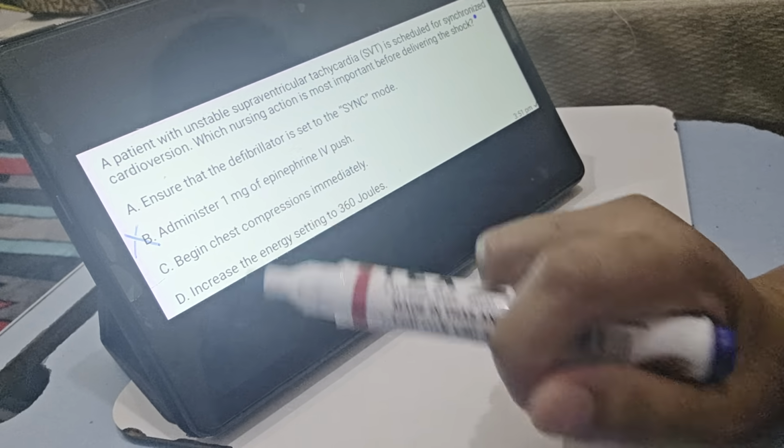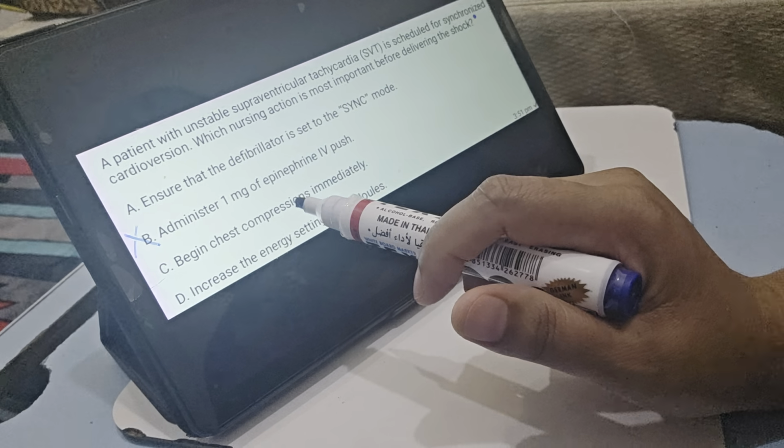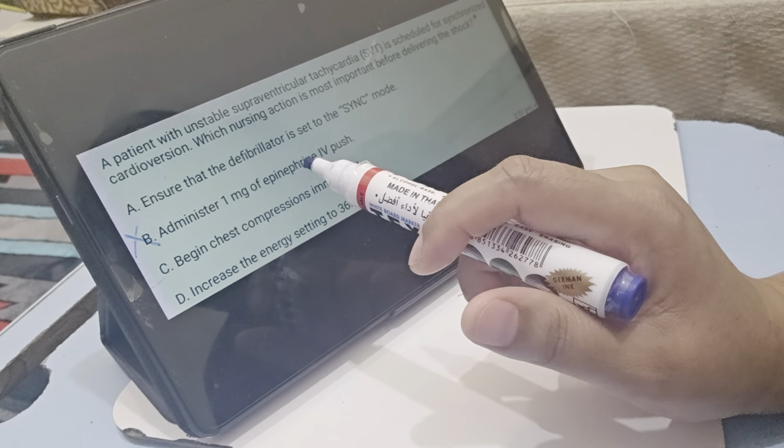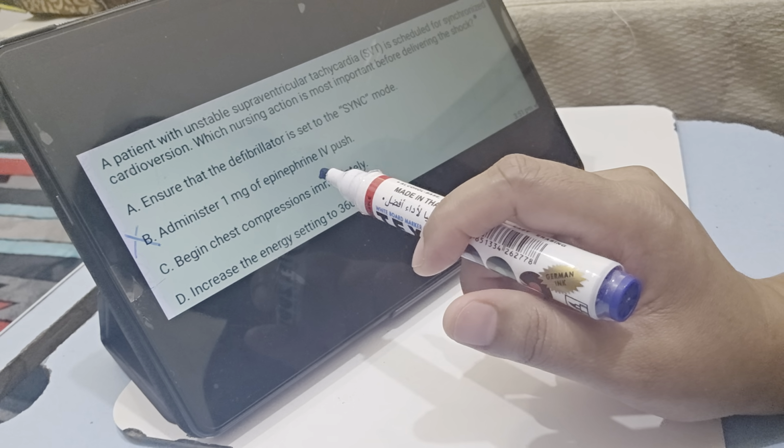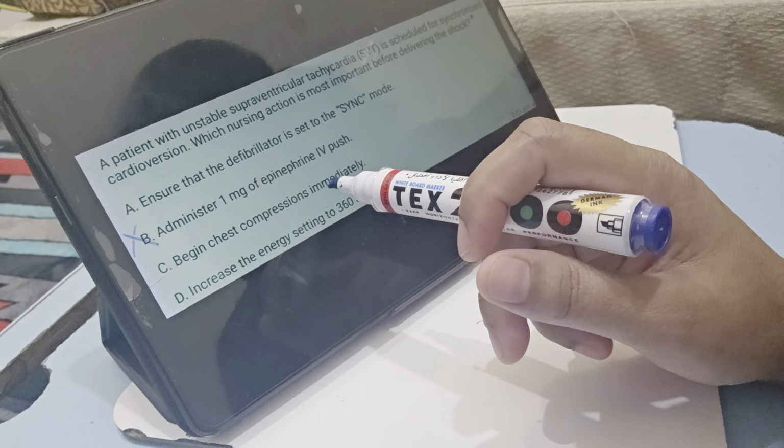This is a wrong option: begin chest compressions immediately. That is not the correct option because chest compressions are also for cardiac arrest, meaning there is no pulse.